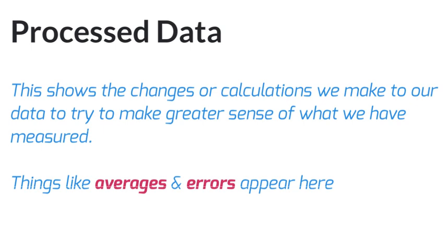Our raw data might be a nice big spread of numbers, and by averaging, we try to focus a little bit on what we think the real number is. There is another one here which talks about errors, and you'll learn more about that in year 8 and year 9. But hopefully you'll be able to see what's going on.